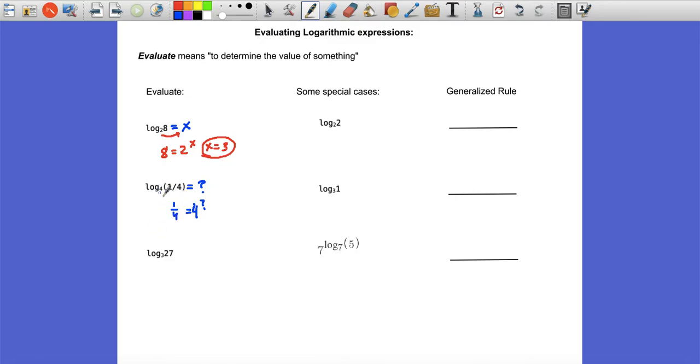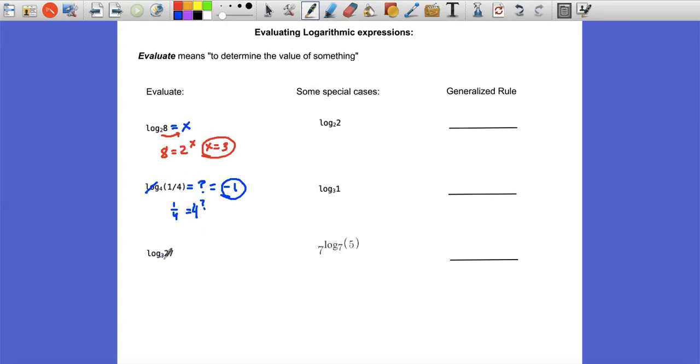Because remember, when we remove a base from a log, the log goes away. We've got 1/4 equals 4 to the what? Well, if you remember your negative exponent rules, a negative exponent flips our fraction upside down, or flips our base. So this is actually 4 to the negative first equals 1/4. So we know this is equal to negative 1. Negative 1 is log base 4 of 1/4.